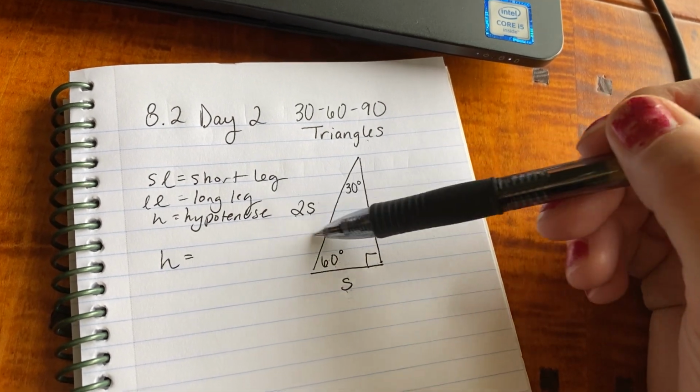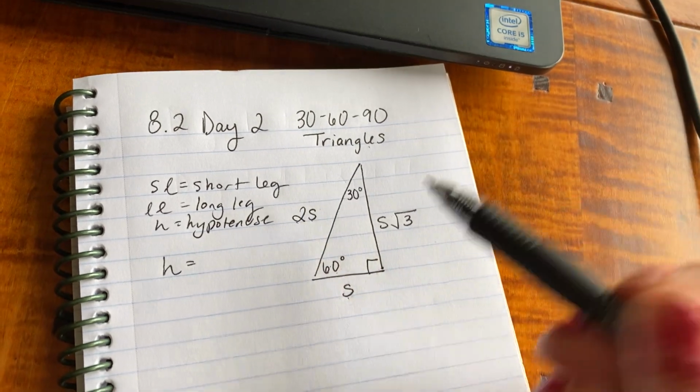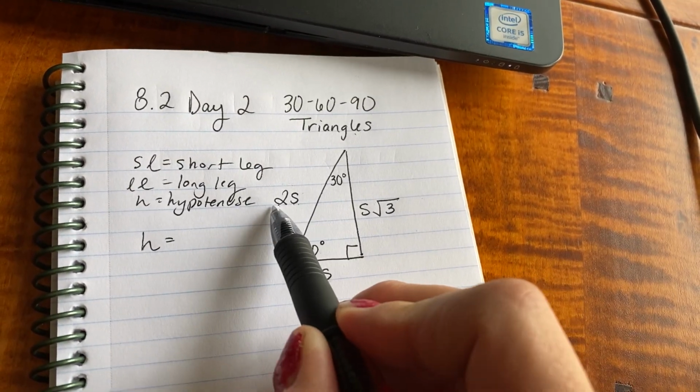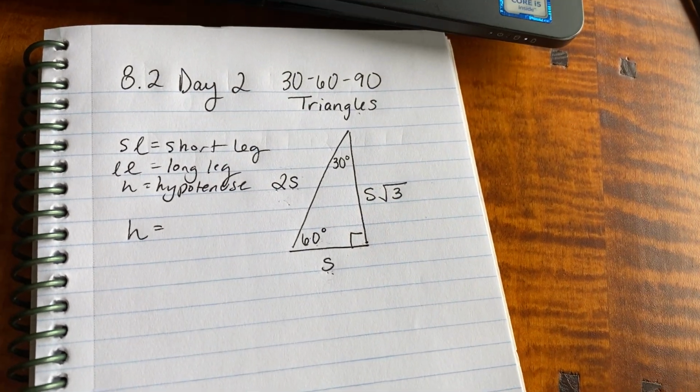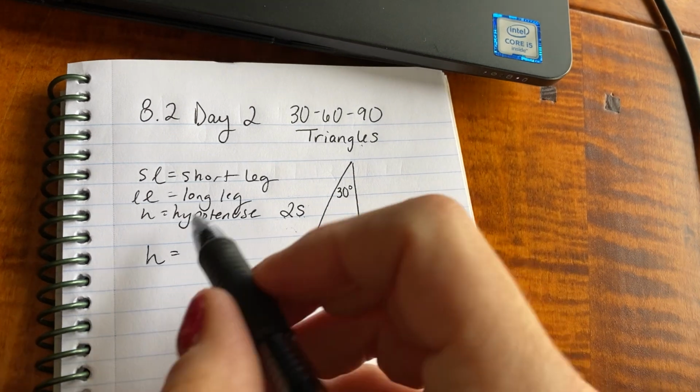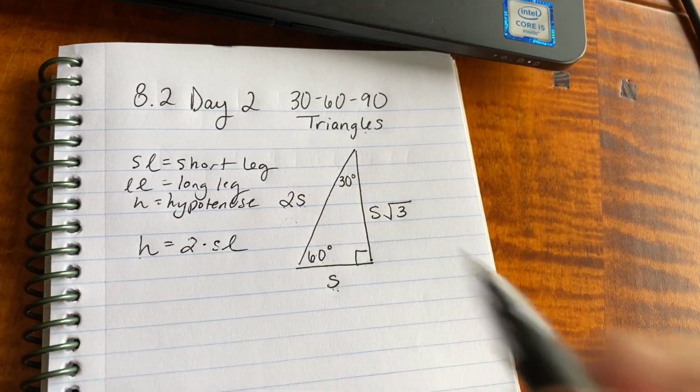If you know the hypotenuse and you want the short leg length, how would you get rid of that 2? Well, right now 2 is being multiplied, so you would have to end up dividing by 2, or cutting the hypotenuse in half, to get that short leg length. So for now, we're just going to do this: hypotenuse equals 2 times the length of the short leg.